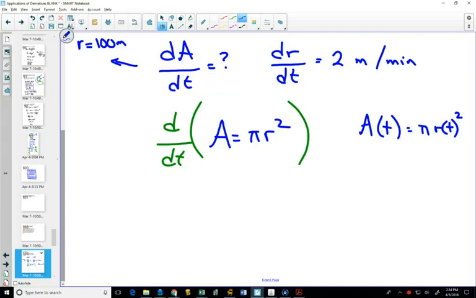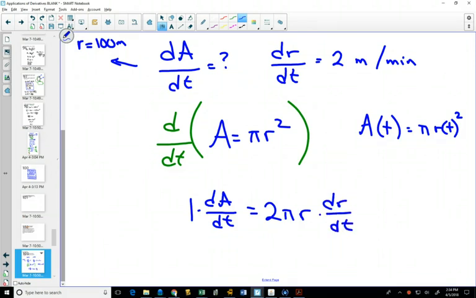If I want to take the derivative of A, it's just going to be 1. You can write 1 if you like. You don't have to write 1. Times by chain rule, this is implicit differentiation, dA/dt. On the other side, what's the derivative of pi r squared? Well, the 2 would come out in front, pi r, and then the inside function is r. What's the derivative of r? dr/dt.